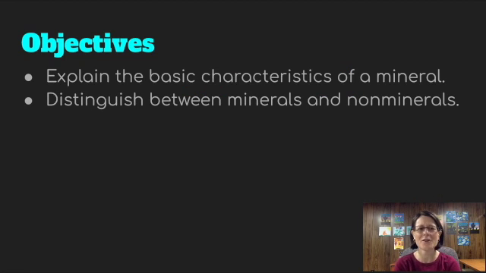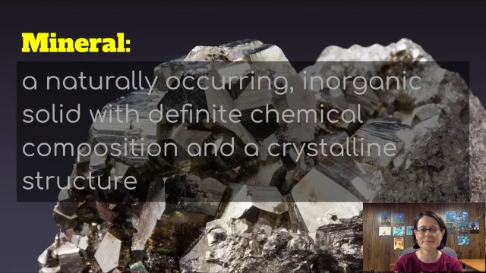Our objectives today are to explain the basic characteristics of a mineral and to distinguish between minerals and non-minerals. So a mineral is a naturally occurring inorganic solid with definite chemical composition and a crystalline structure. And you can see in the background there is a picture of a mineral called pyrite. And as we're going to see, it is in fact naturally occurring. It occurs in nature. It's not man-made. It is inorganic, and it has a definite chemical composition. And you can even see the crystal structure there, I think, in the picture.